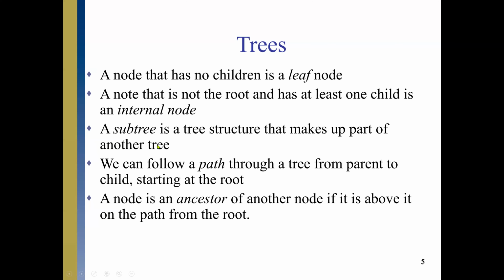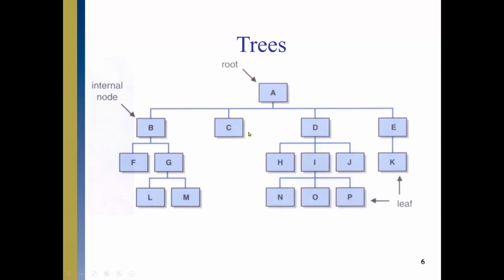Also, a subtree may be part of the whole tree. A subtree is a tree structure that makes up part of another tree. We can follow a path through a tree from parent to child, starting at the root. A node is an ancestor of another node if it is above it on the path from the node. We may also use the term descendants if it's below on the path. Now let's use the diagram to explain the whole concept of trees.